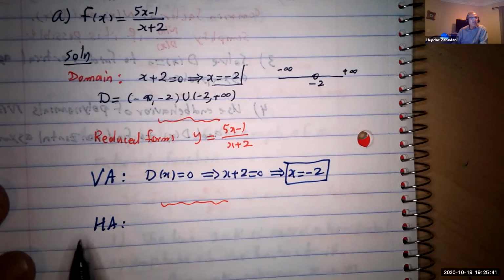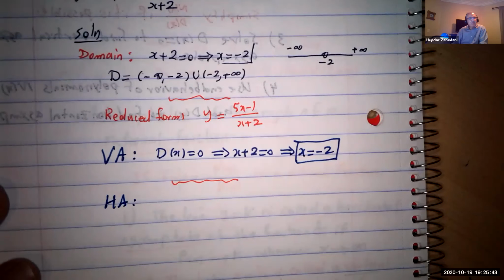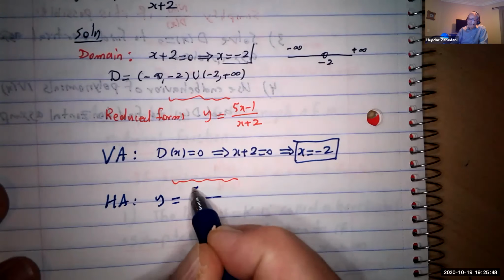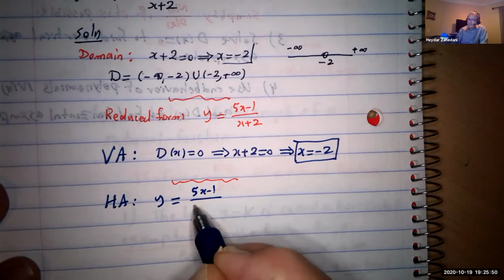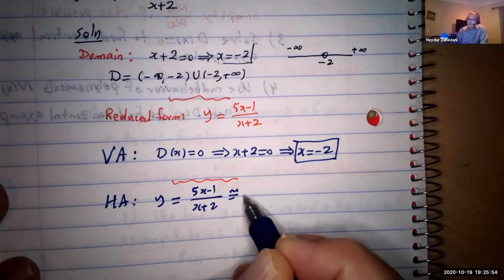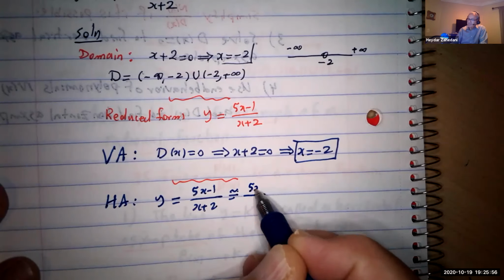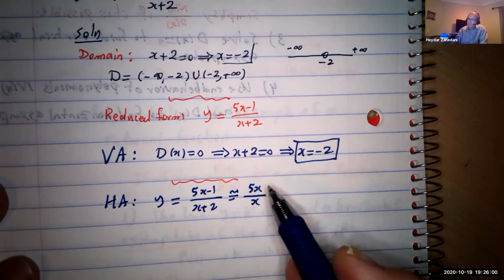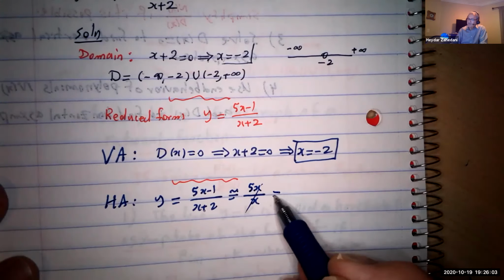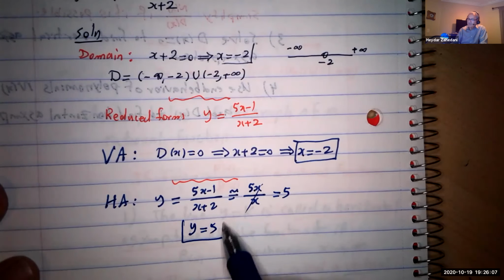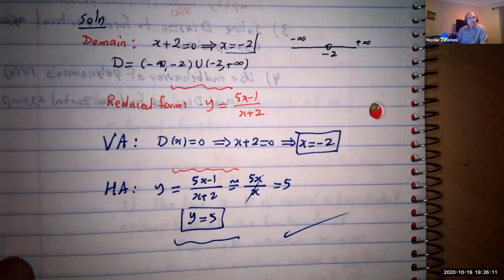Horizontal asymptote is the end behavior. You see in this case, look at y. Y is equal to the 5x minus 1 over x plus 2. Remember, if you shrink it, the top into 5x, the bottom one into x, like a polynomial. This x and x would disappear, that gives you 5. Y equal to 5 is the horizontal asymptote. And you're done. Any question?